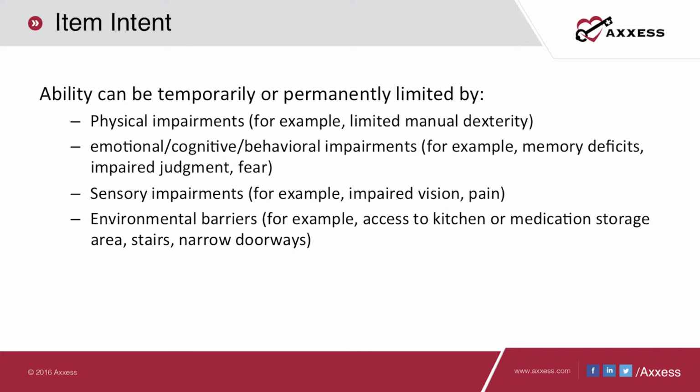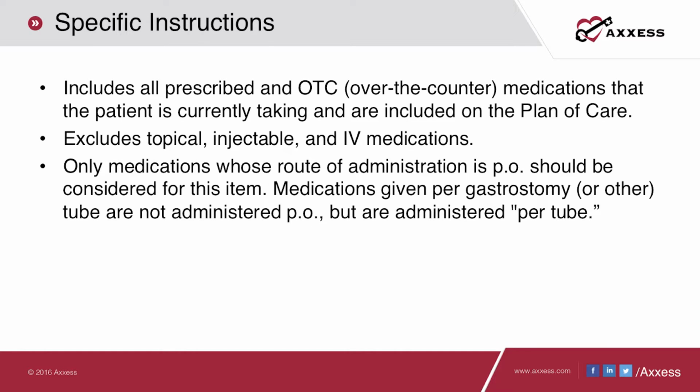Many factors can limit the patient's ability to safely take PO meds. Factors include the patient's actual physical impairments or cognitive levels, such as memory impairment, impairment in vision, or environmental barriers, which could include access to the kitchen or even medical storage. When assessing this indicator, do not include injectables or IV medications. This does include all over-the-counter medications that the patient is taking as well. Medications given by gastrostomy tube are not considered PO.